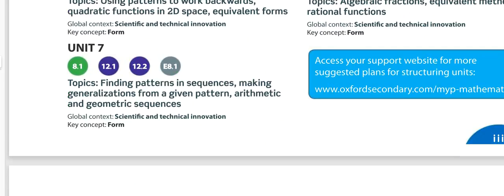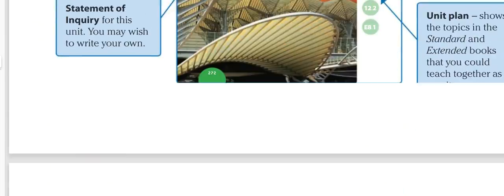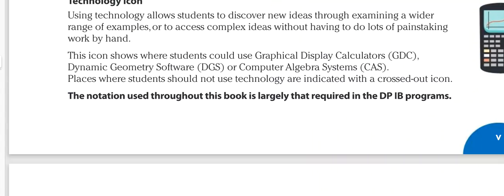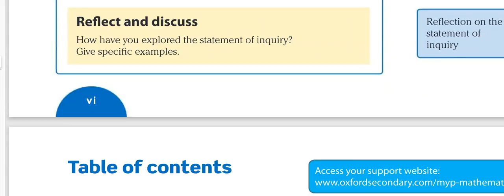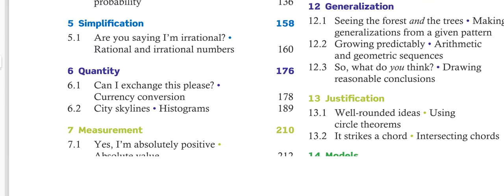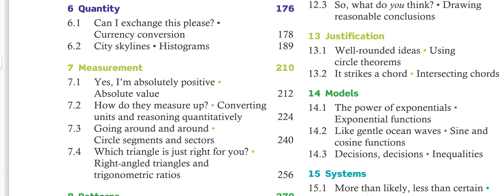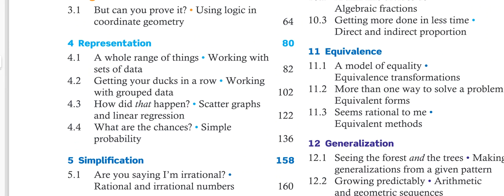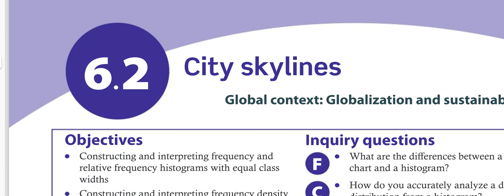Table of contents. Pages, there you go. 4.1, page 82. 4.2, page 102. 6.2 was it? City Sky Histograms, page 189. Okay. Let me just point in. If you're on the computer, it's like 7 pages ahead. So I'm going to go to 196. City skylines.